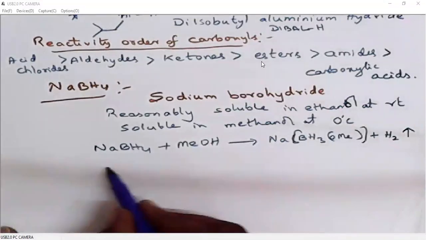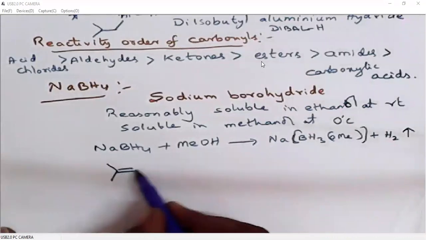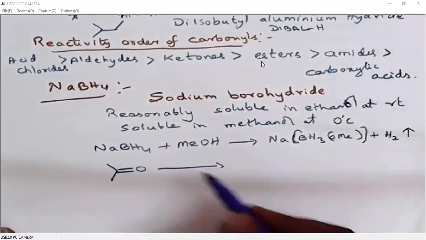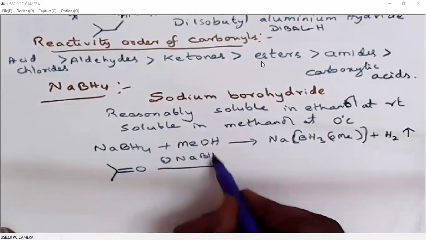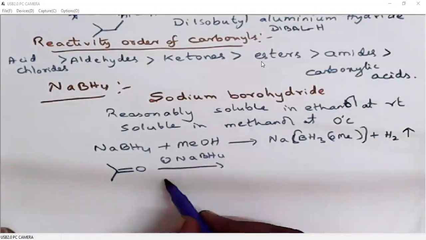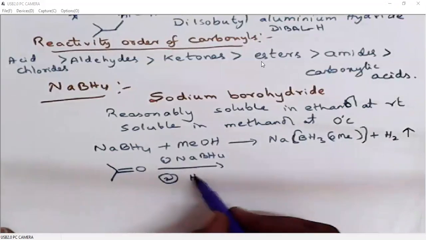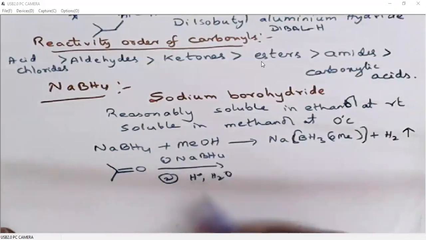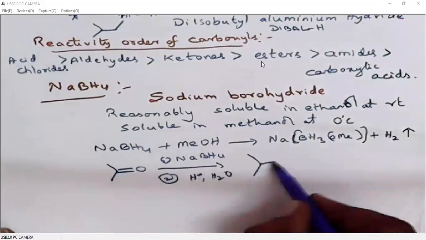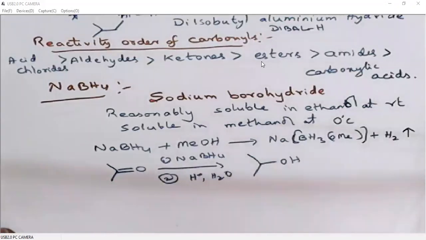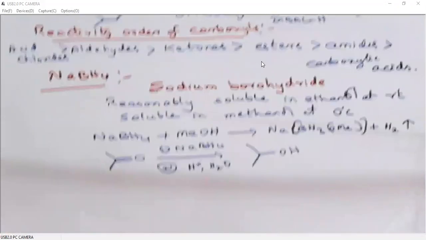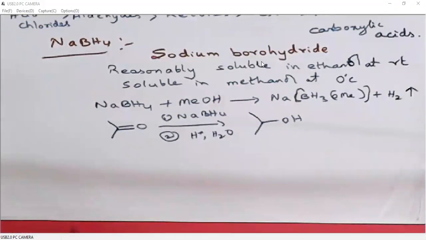Then how do we reduce carbonyl compounds using sodium borohydride? First, we add sodium borohydride in ethanol or methanol along with the compound, and finally we add dilute acid, so that the carbonyl compound will be reduced to alcohol. It will reduce C double bond O to C single bond O. I will also give the mechanism for this.